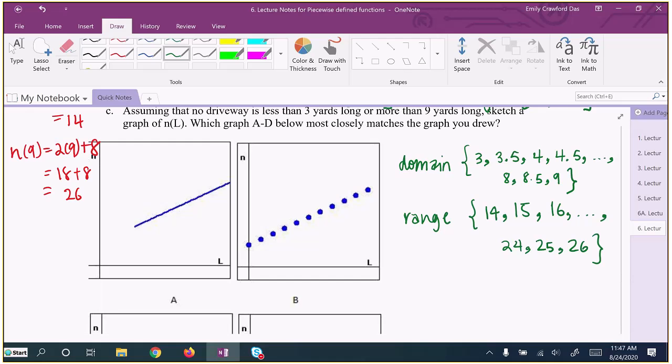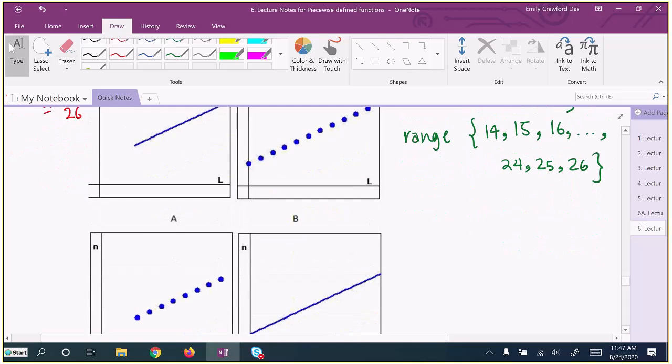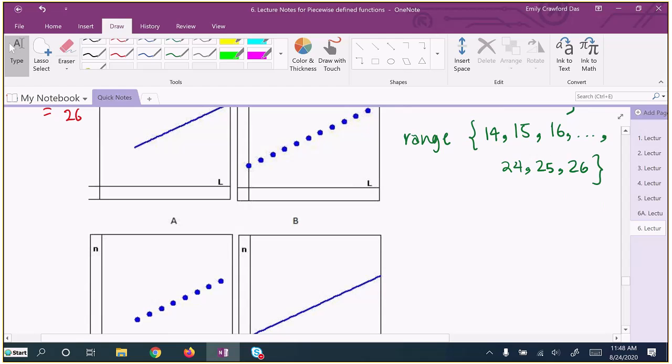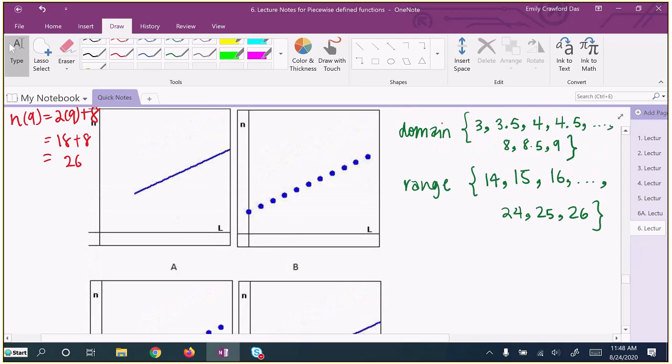And that brings us to part C, which says, assuming that no driveway is less than 3 yards long or more than 9 yards long, sketch a graph of NL. Well, that's why you see we have a couple of options that are dotted lines versus solid lines. So the solid lines are representing everything in between 3 and 3 1/2, like 3 1/3, which we know isn't a choice for us. And the range, also, we only have these integer values. So it needs to be one of the dotted pictures.